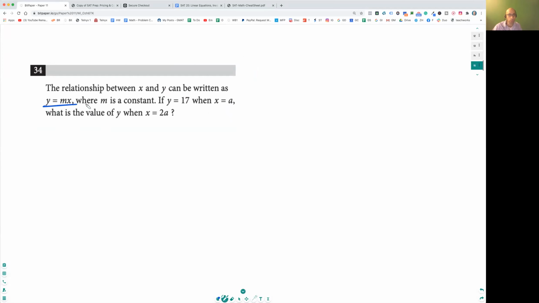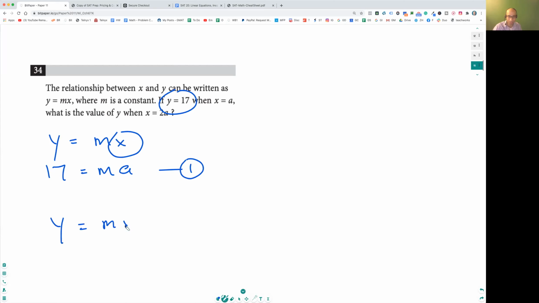This is super simple. All you got to do is plug it in. y is equal to mx, and y is equal to 17 when x is equal to a. That's your first equation. Now they're asking you when x is equal to 2a, right? So just plug x to be 2a. So you get y is equal to m times 2a. I'm just going to write down, and remember, this is an important piece of how to arrange numbers. That's helpful. Always put the number in the front. So you're going to write down 2ma.